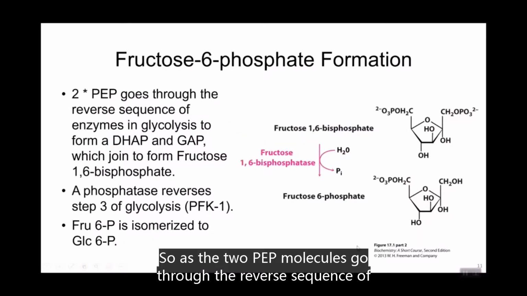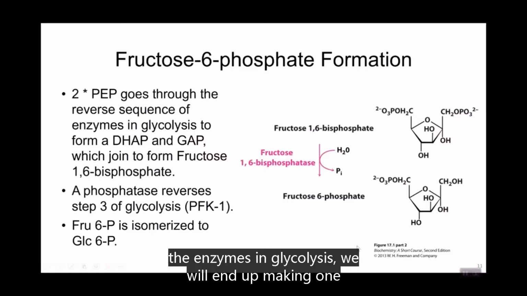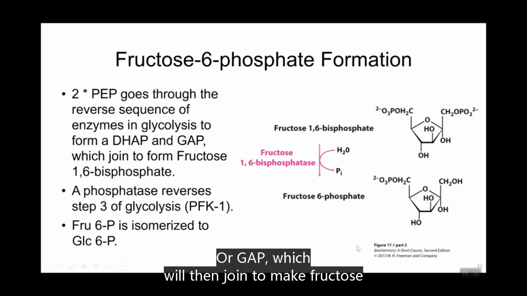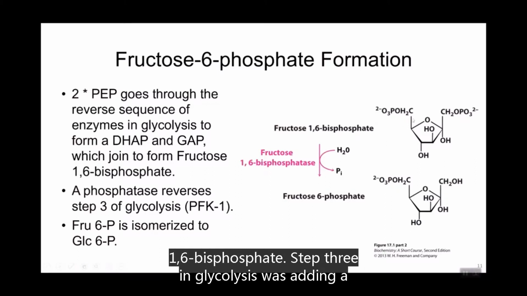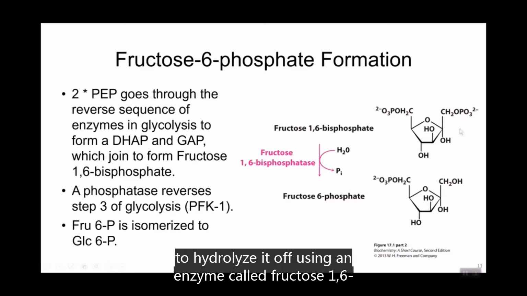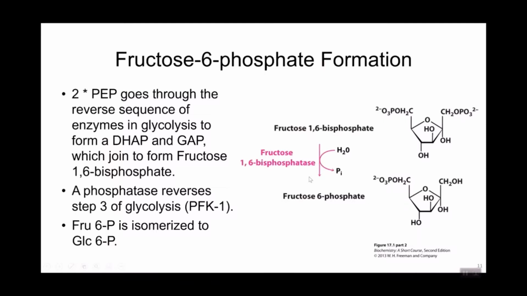So as the two PEP molecules go through the reverse sequence of the enzymes in glycolysis, we will end up making one dihydroxyacetone phosphate, or DHAP, and one glyceraldehyde 3-phosphate, or GAP, which will then join to make fructose 1,6-bisphosphate. Step 3 in glycolysis was adding a phosphate on to make this molecule, so GNG is going to hydrolyze it off using an enzyme called fructose 1,6-bisphosphatase.